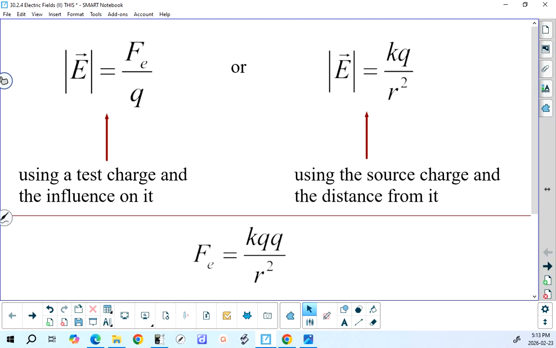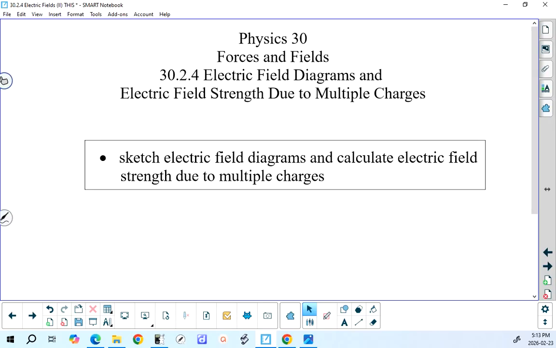Good day, everyone. Welcome back to Physics 30. We're going to be going over lesson 2.4 today, which deals with electric fields. This is actually called Electric Fields Part 2, where we're going to be looking at field diagrams and also looking at calculating electric field strength due to multiple charges.